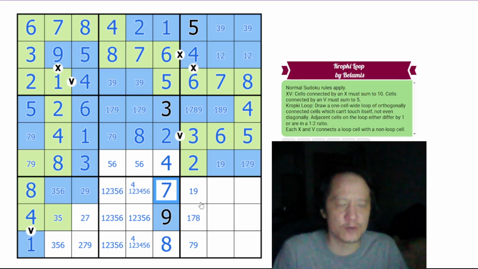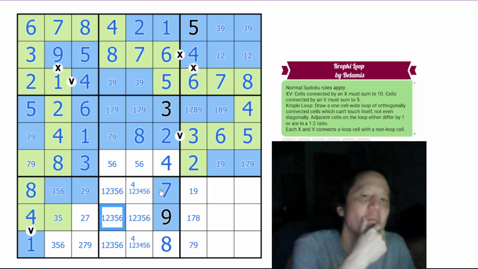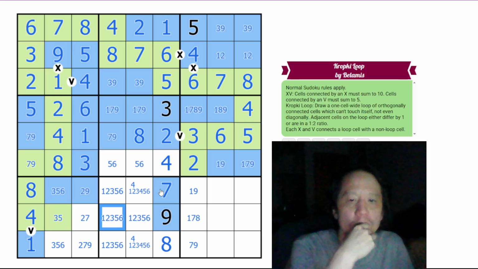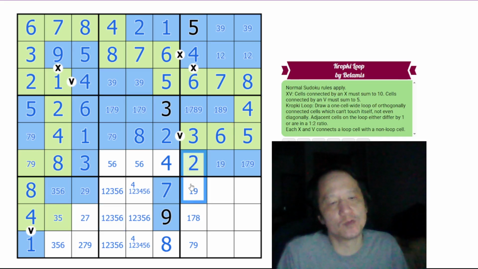7 can never be on the loop for the same reasoning. Goes 2, 4. 4 has no relationship with 7. 1 or 9 has no relationship with 7, so these can't be on the loop. So it either goes this way or it goes around somewhere like that. So let's say it went this way.